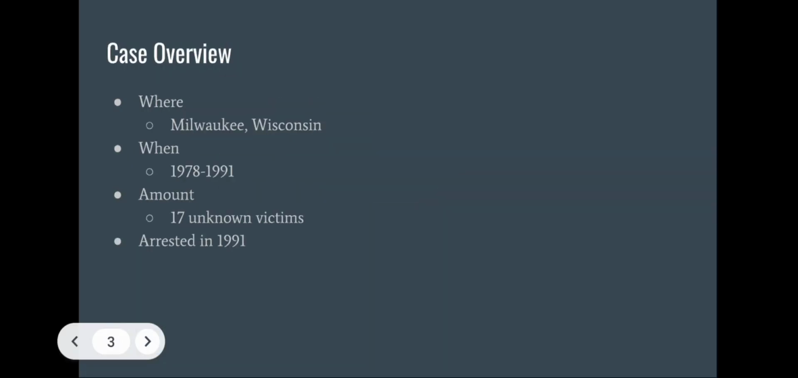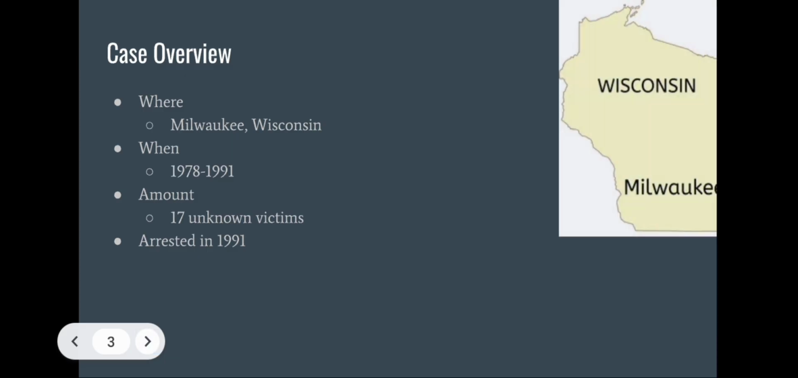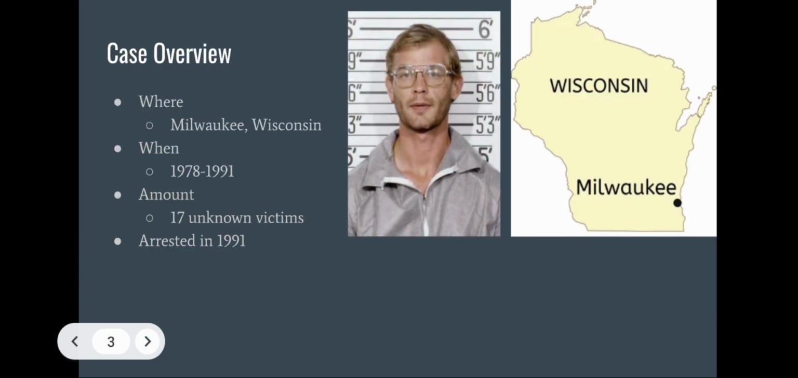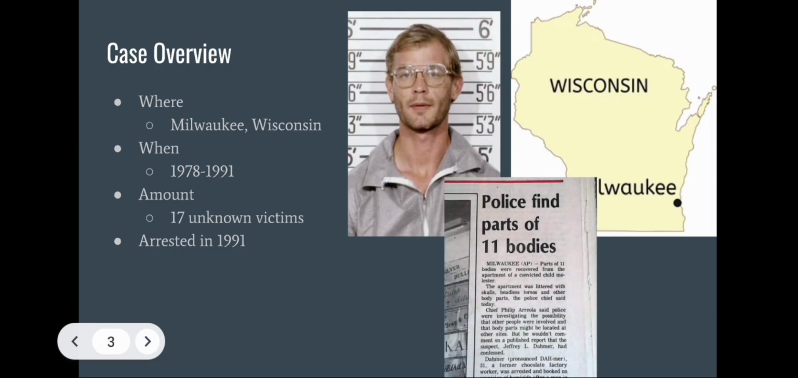For those who don't know, we'll do a quick case overview. Jeffrey Dahmer primarily operated in Milwaukee, Wisconsin from 1978 until his arrest in 1991. He was responsible for the murders of 17 young men and boys. His crimes remained undetected over a decade due to manipulation, police missteps, and his ability to appear non-threatening. His arrest occurred after one of his victims escaped and alerted police.